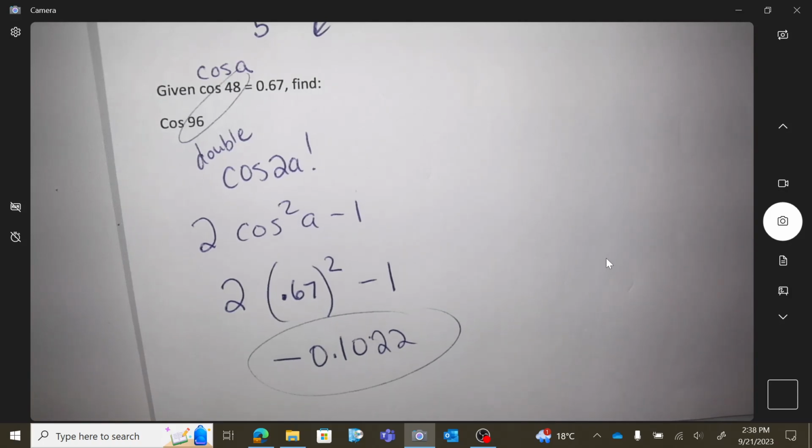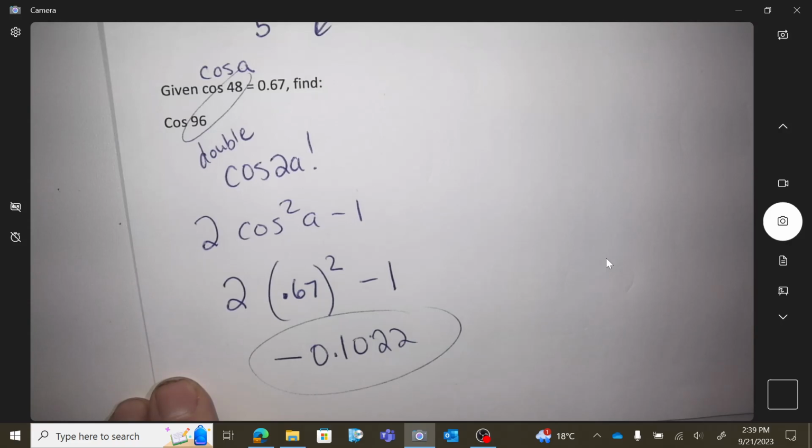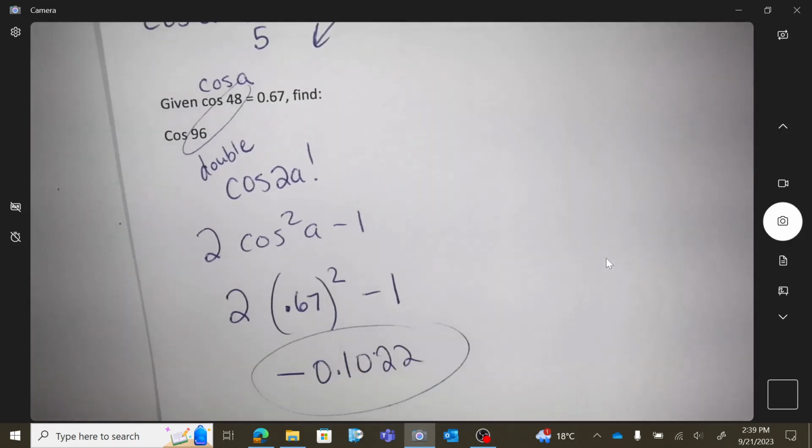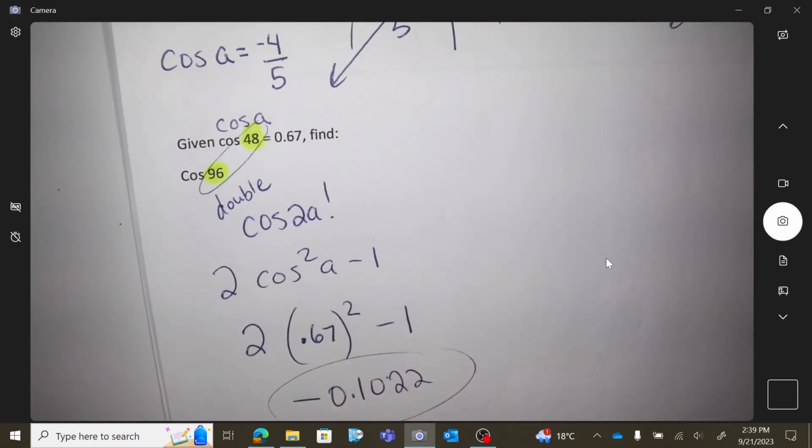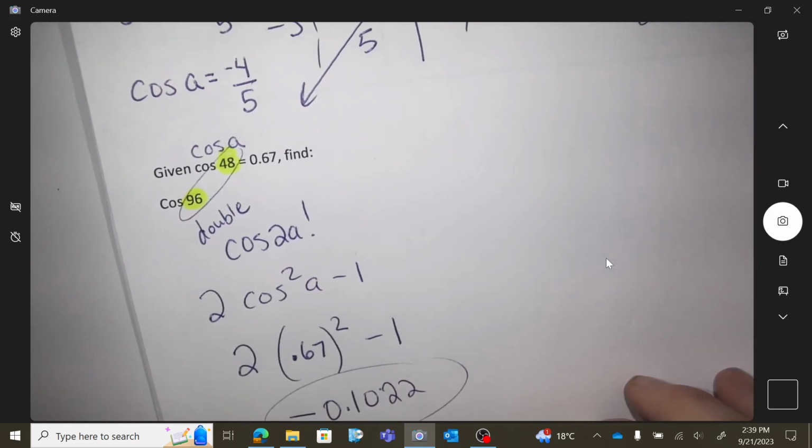Okay, so double angle formulas, that's what this is doing. So sometimes you just have to be ready to, given and given, you might have to recognize, hey, that's a doubled relationship.